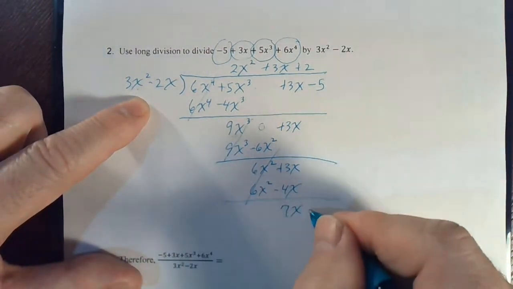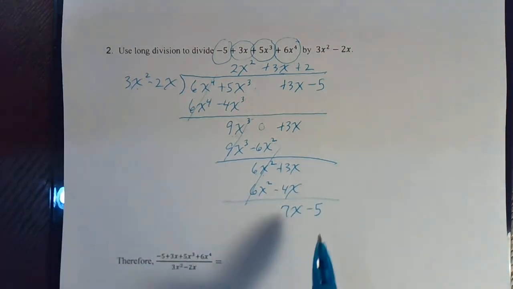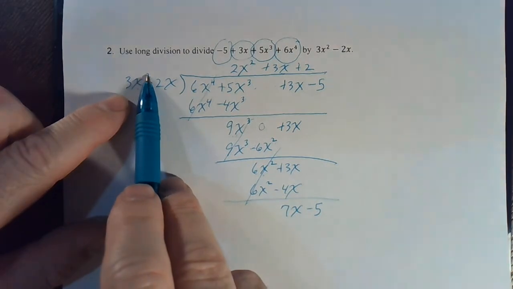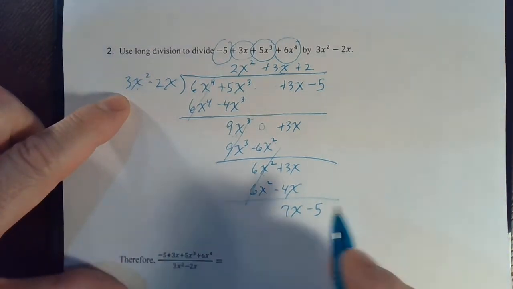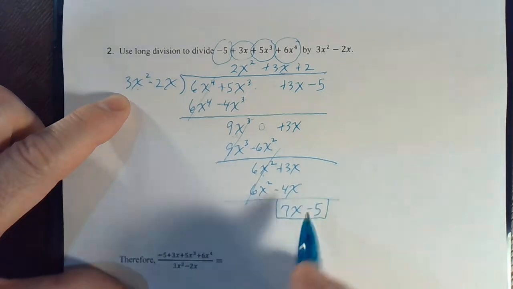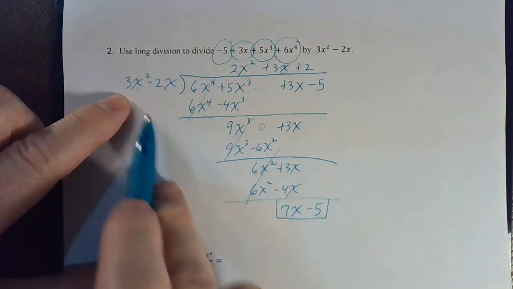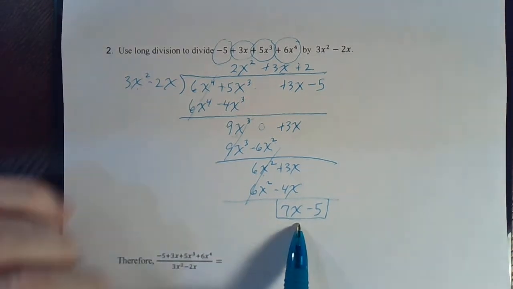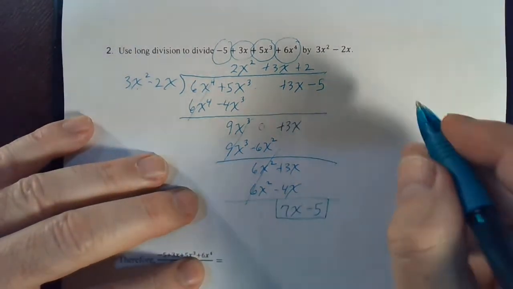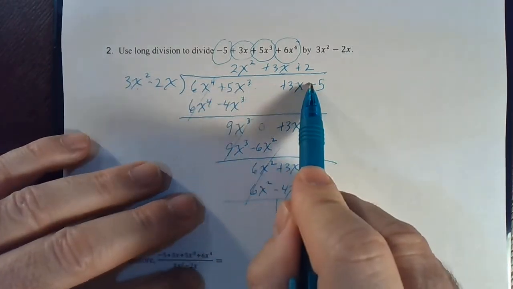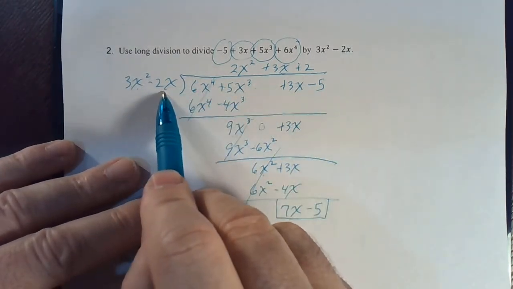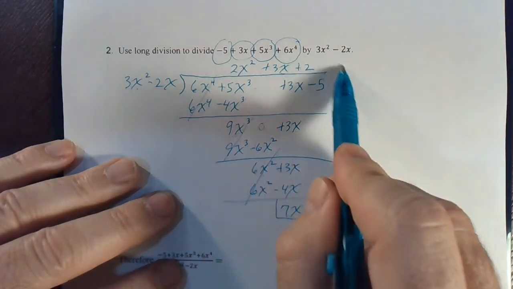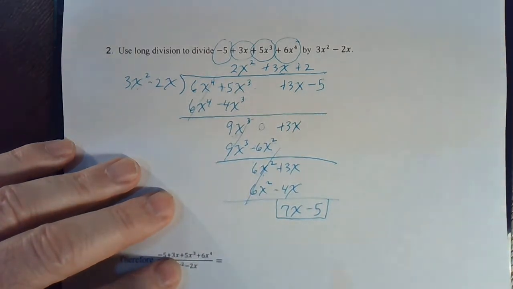And now I can bring down this minus 5. And we're done. Notice this has an x squared. So far this is our remainder right here, and it's only 7x. So this won't go into this, so this will be our remainder. But how do we write a remainder usually? We could write that this original polynomial divided by 3x squared minus 2x is 2x squared plus 3x plus 2 with a remainder of 7x minus 5.